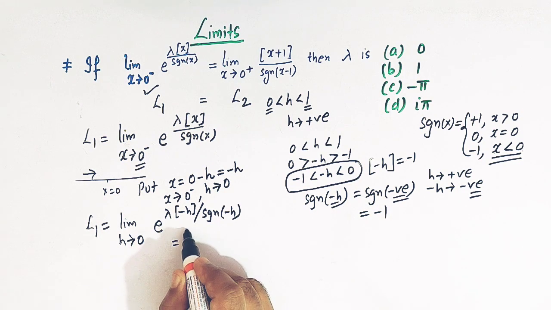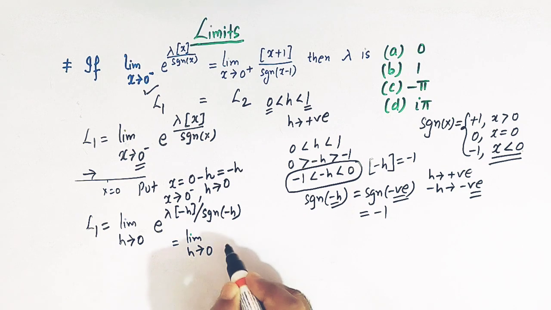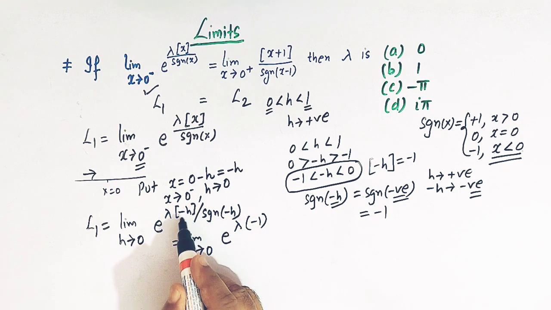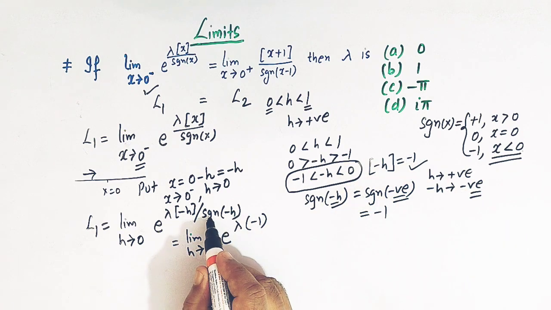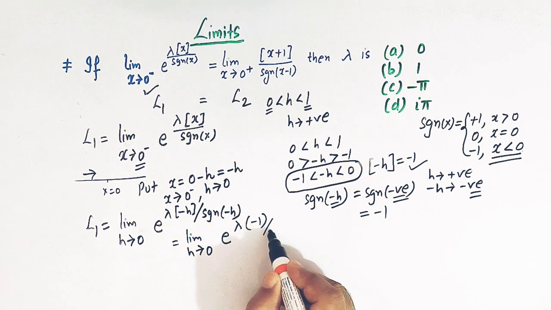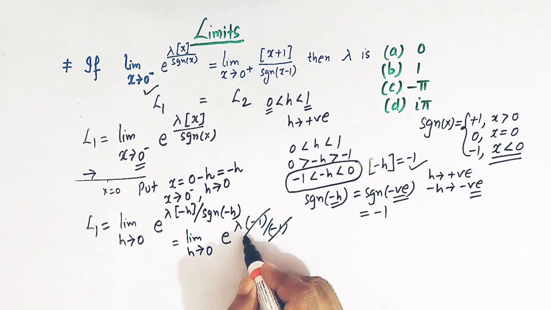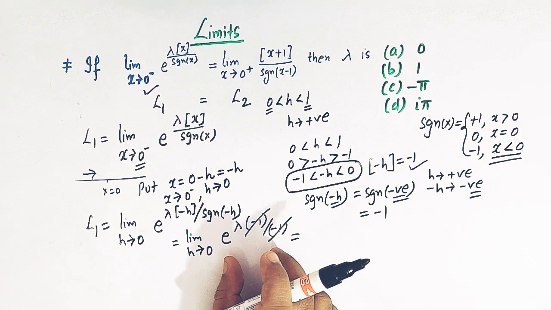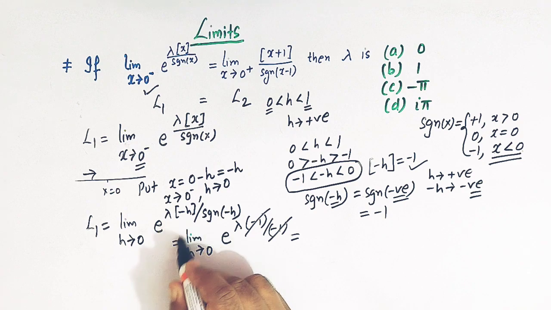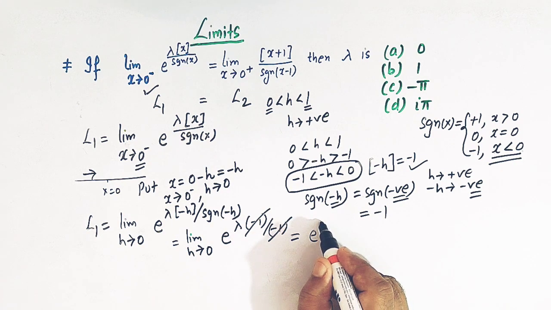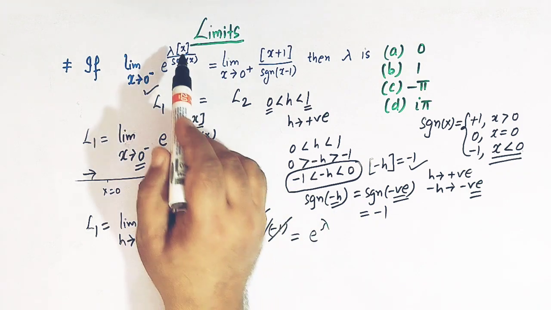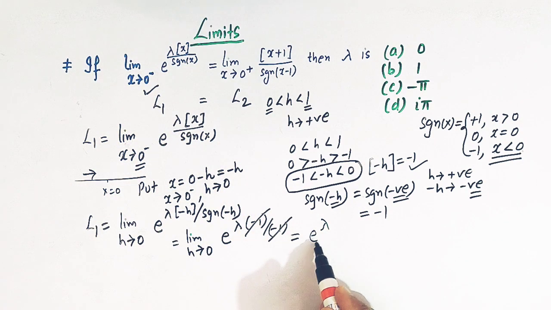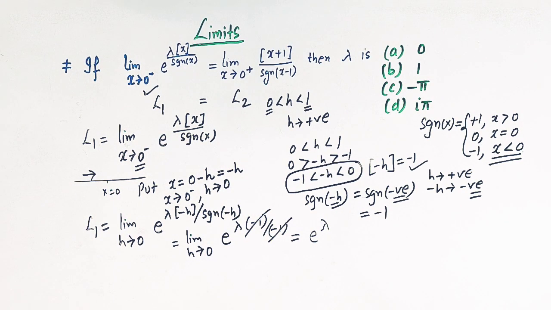So now we have the limit as h tends to 0 of e raised to lambda times minus 1, because greatest integer of minus h is minus 1 and signum of minus h is minus 1. So these two quantities get cancelled, and since this expression is independent of h, we can omit the limit notation. So we have simply e raised to lambda. So the value of L1, which is this limit, is equal to e raised to lambda.